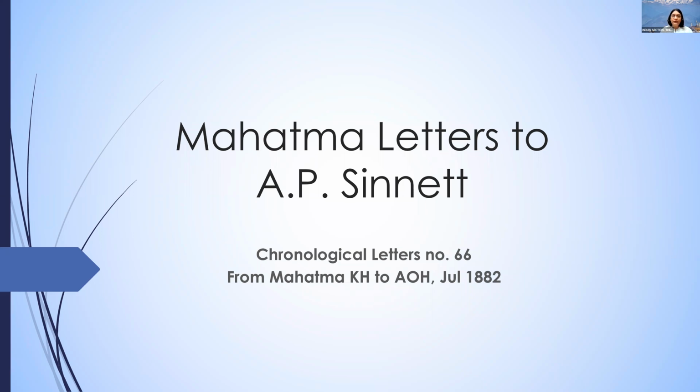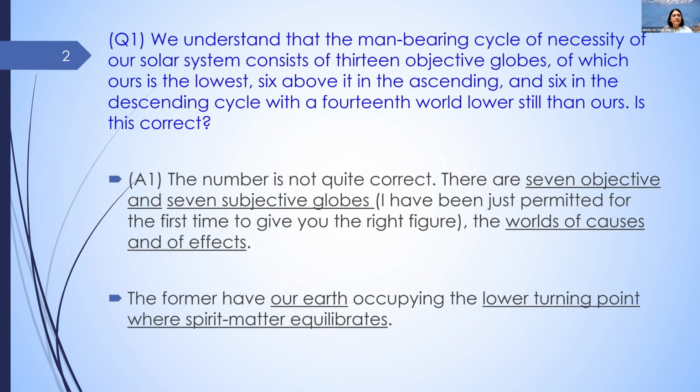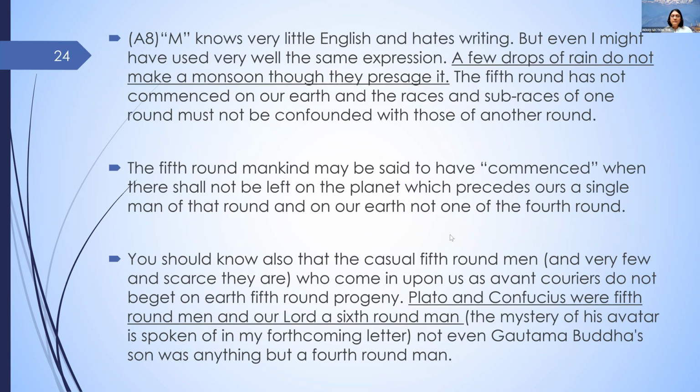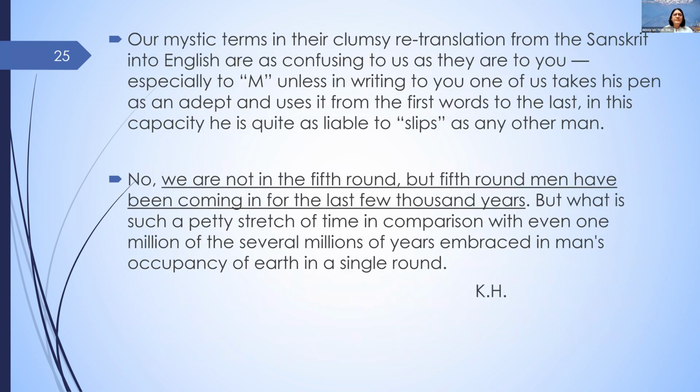So now let us see further. I think we completed till here. Plato and Confucius were fifth rounders. Now we move to the next slide. Basically, this is the last part of the letter, but after it, Mahatmaji has given some supplementary notes, which he has explained using a diagram.